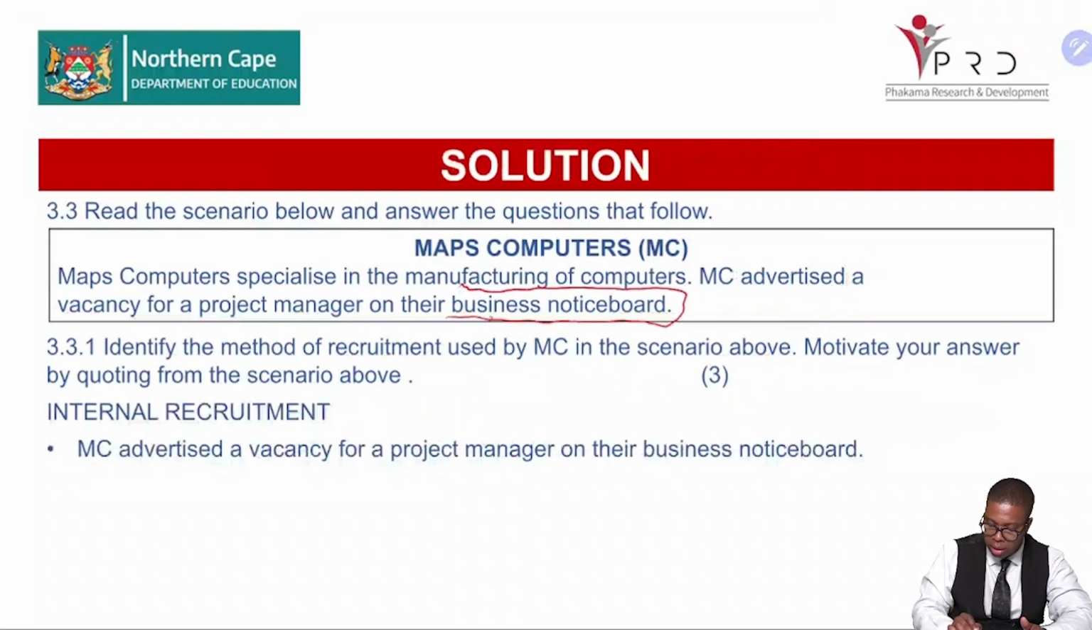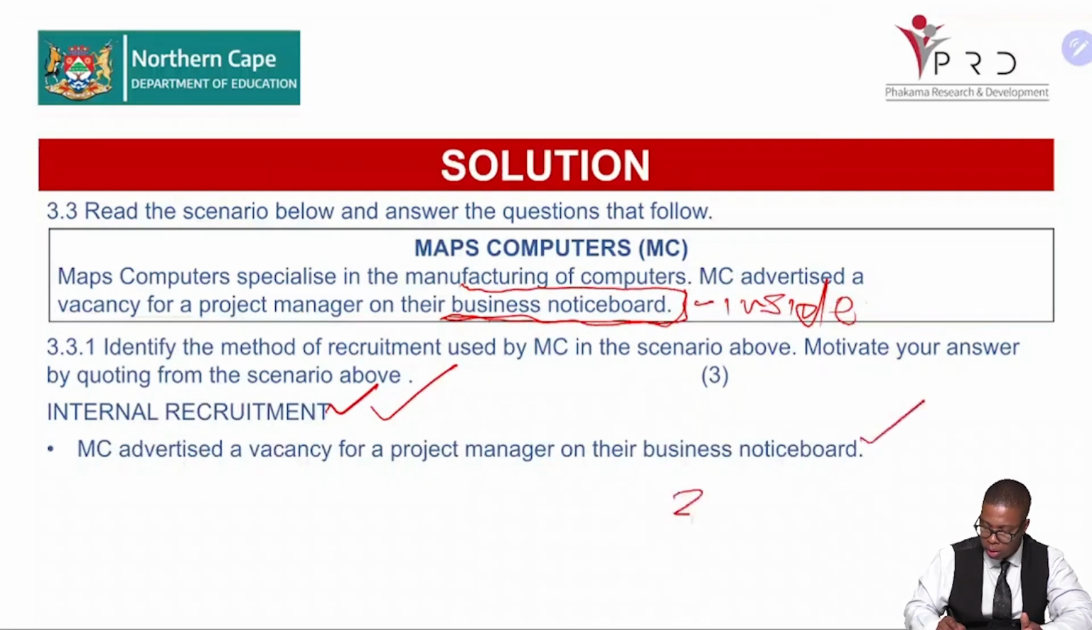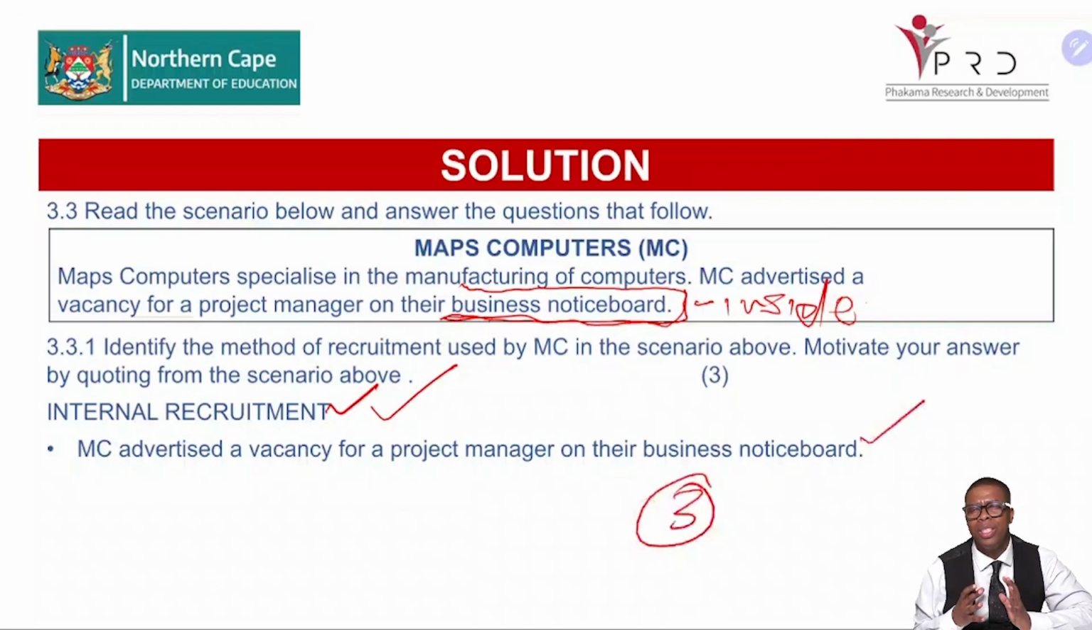This is why the answer is internal. The business notice board. Where is the business notice board? It is inside the business. Therefore, the answer should be internal recruitment. Why? MC advertised the vacancy for a project manager on their business notice board. Therefore, we have 3 marks, just like that. Are we together?